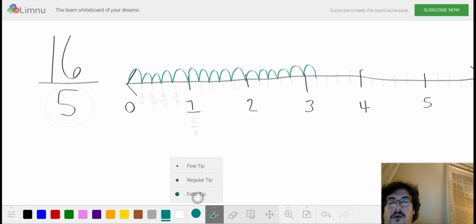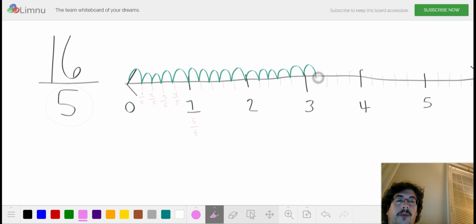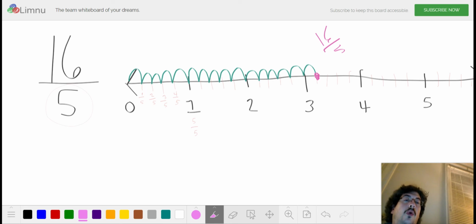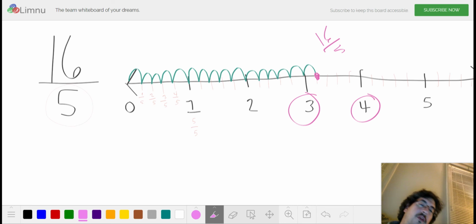So let's put a big old pink dot right here. Try to make it, well, it's not looking like a dot. All right, so that's the location of, I'm sorry, not 15 fifths, 16 fifths. And so now it's really easy to tell what two whole numbers 16 fifths is located in between. We have a 3 here. You can see it's 1/5 more than 3. It's 4/5 away from 4, so it's smaller than 4, but bigger than 3.